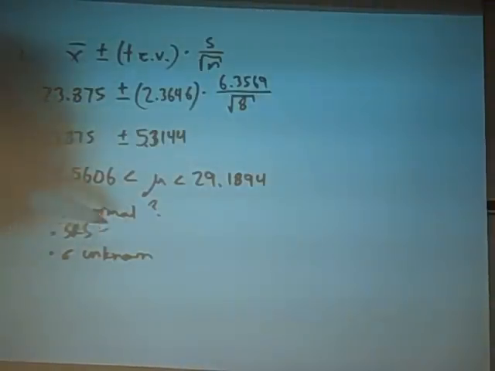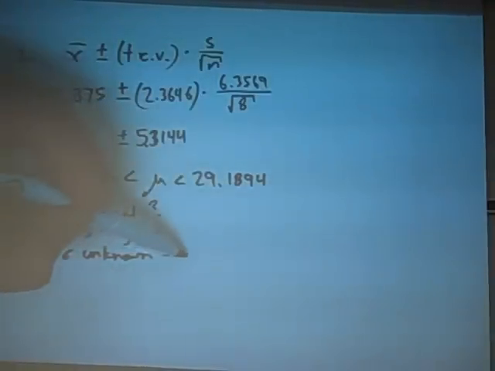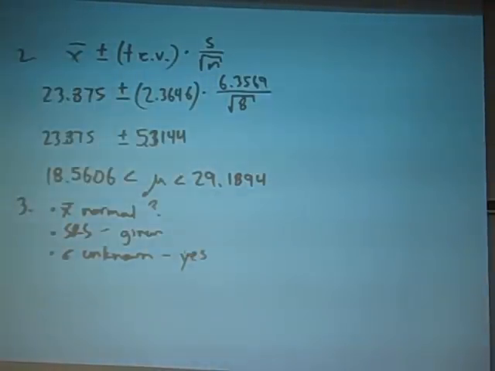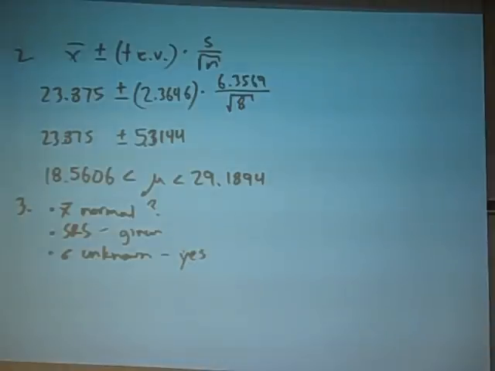Simple random sample, that was given, right? Sigma unknown, sure, it's easy to assume you don't know something. So the one thing we're going to need to check here, the thing we're going to need to explore, is it reasonable to think that our population is normal? Let's ignore that right now. We'll go over that in part 5.